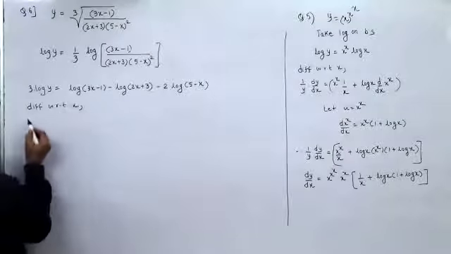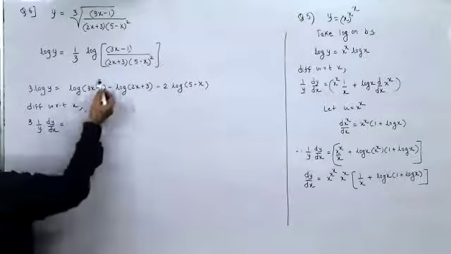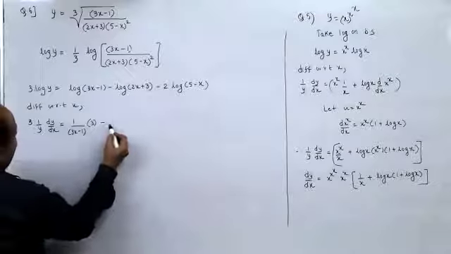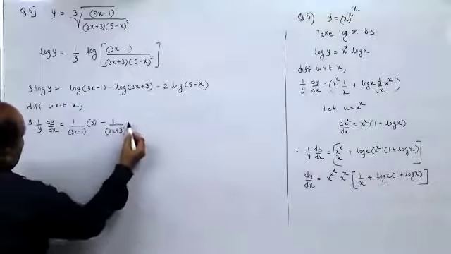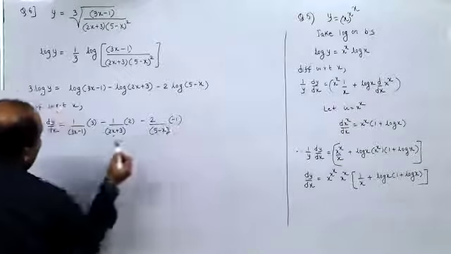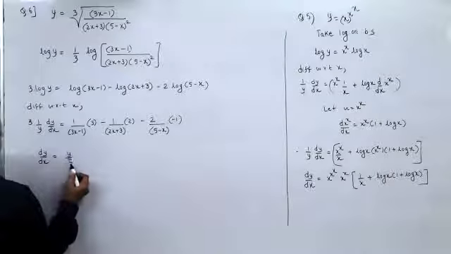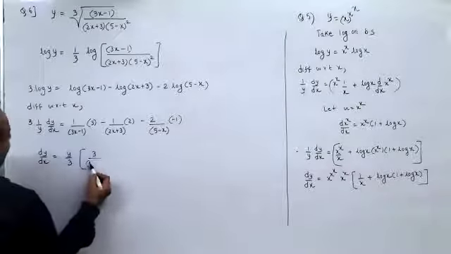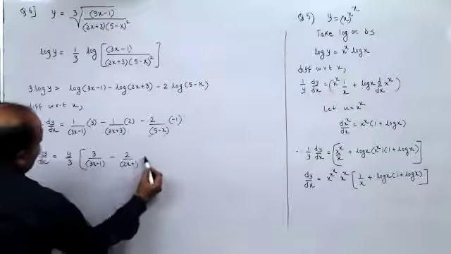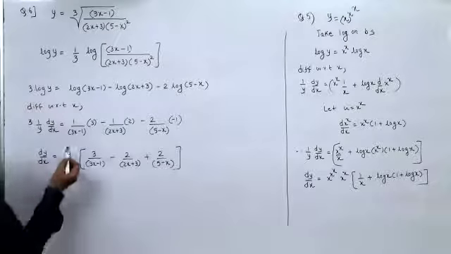So your derivative is 3, 1 by y dy by dx equal to derivative of log 3x minus 1 would be 1 upon 3x minus 1 into derivative of 3x minus 1, minus 1 upon 2x plus 3 into 2, minus 2 upon 5 minus x into derivative of 5 minus x, which is minus 1. So dy by dx equal to y by 3, and here this is 3 by 3x minus 1, this is minus 2 by 2x plus 3, plus 2 upon 5 minus x. Are you following this? And y is this term.